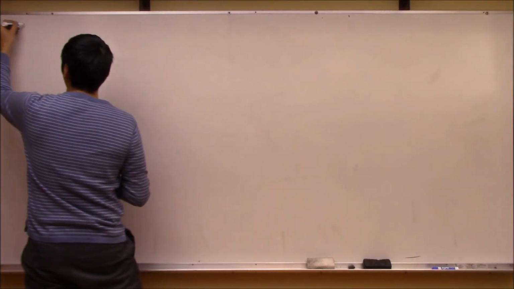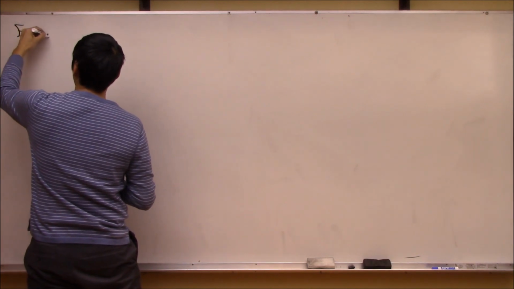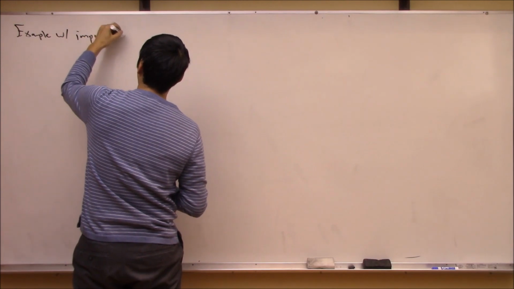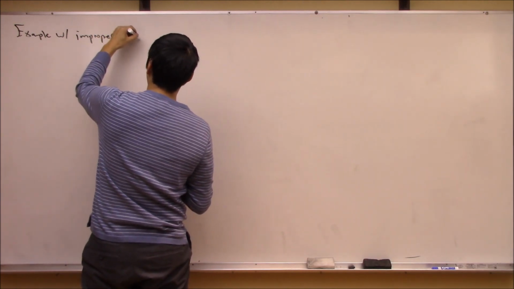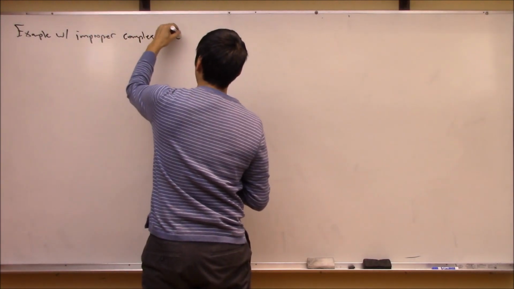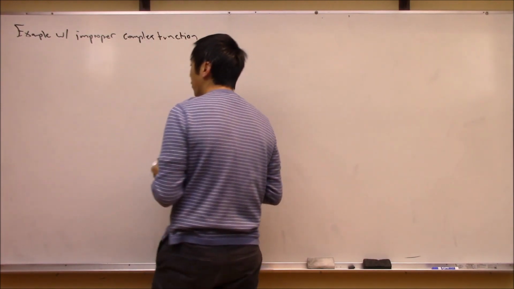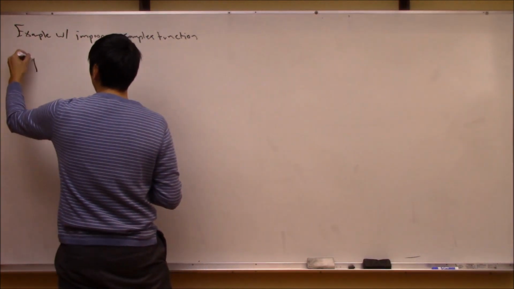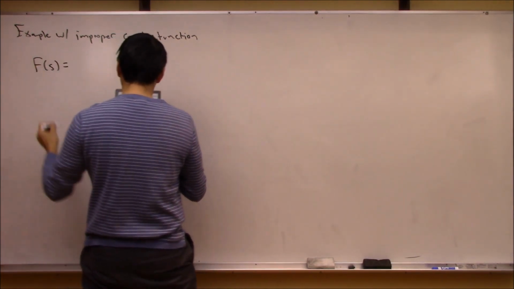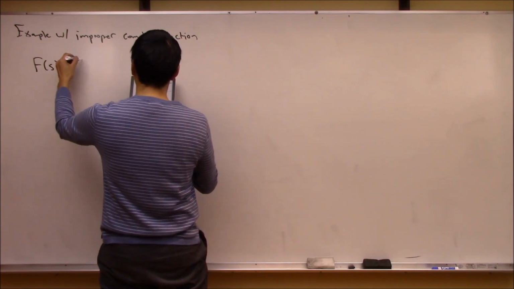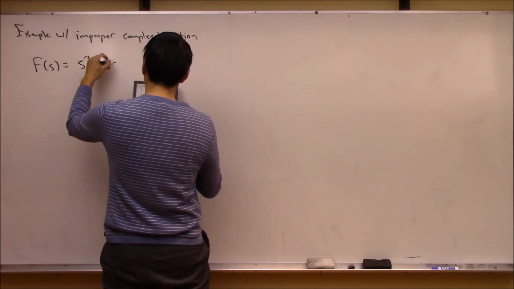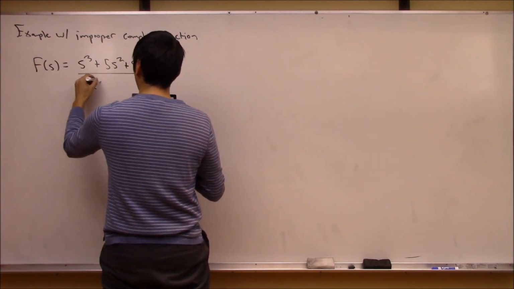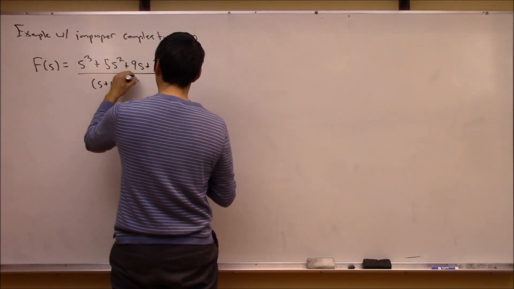All right, so the last parting shot is I want to look at an example with, let's call it, a quote-unquote improper complex function. So usually this adjective improper is applied to transfer functions, which are really a type of complex function. But mathematically, we can still examine this scenario. So in this case, let's say you had something like s cubed plus 5s squared plus 9s plus 7 all over s plus 1, s plus 2.